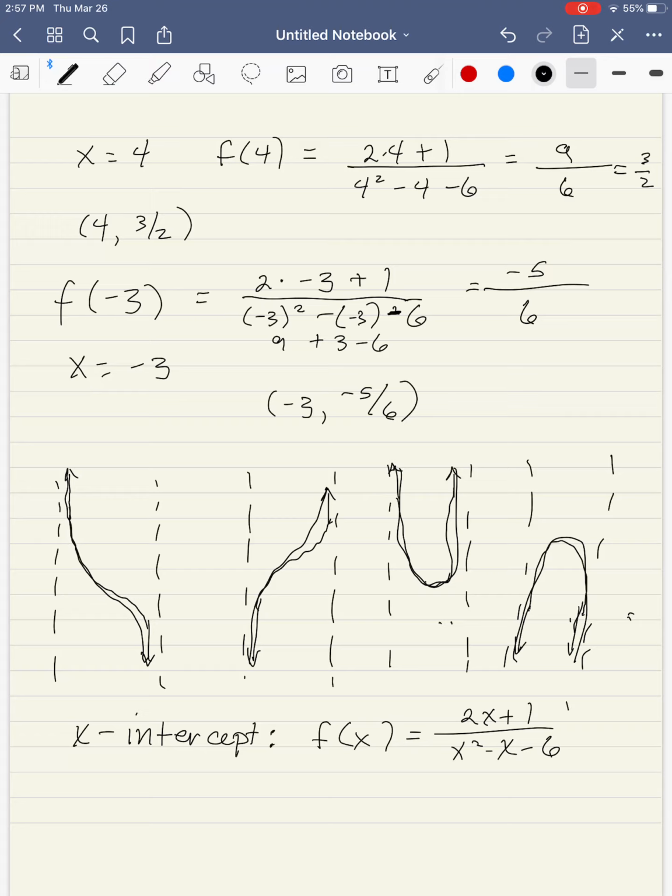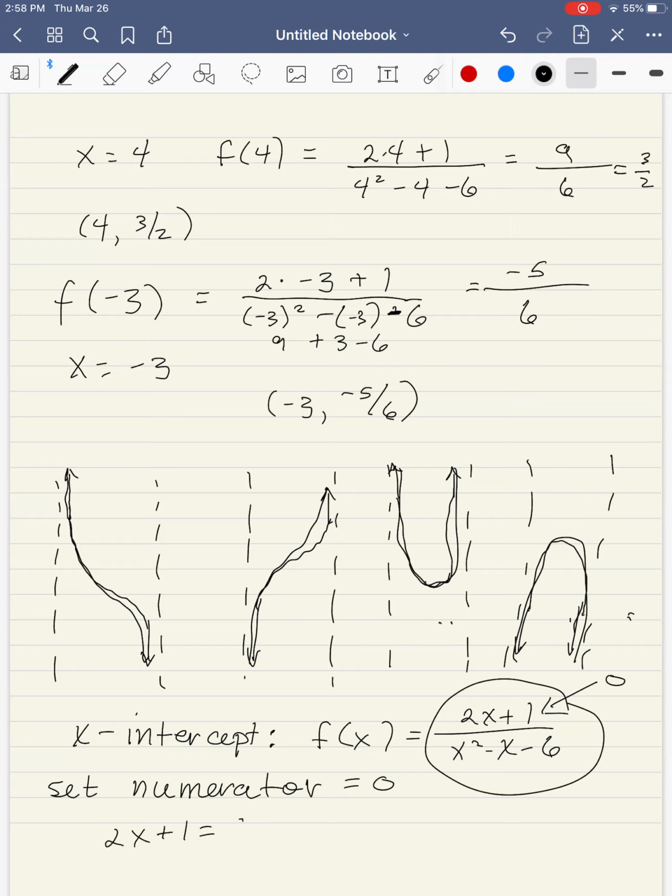For this whole thing, y, to be equal to 0, just the numerator has to be equal to 0, because remember, 0 over anything is equal to 0, except if the denominator is 0 as well. And we'll look at that more when we talk about holes. So to find an x-intercept, what we're really going to do is set just the numerator, the top of the function, equal to 0 and find x. Doing that, we have 2x plus 1 equals 0.